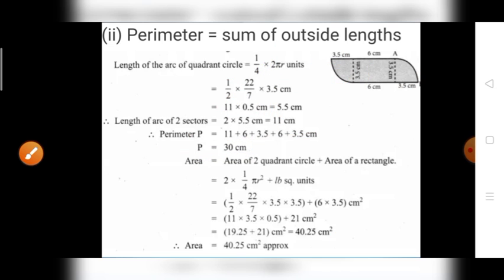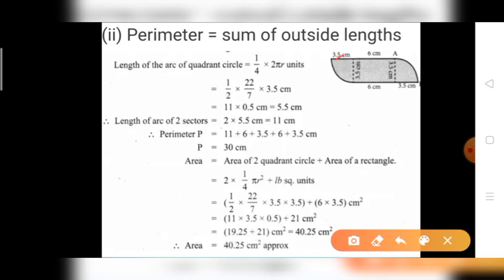The next one, find the area. Area is equal to the area of the two quadrant circles, two quadrants, this one quadrant and this one quadrant, plus the area of the rectangle. The middle part of the diagram has a rectangle shape, so plus the area of the rectangle.